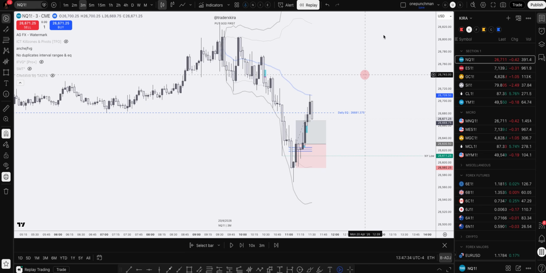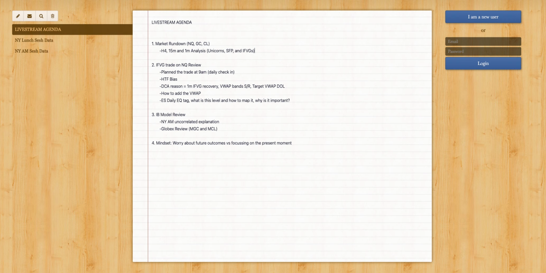So that's the NQ setup that we saw from the short with the unicorn aligned with the higher time frame bias, and then I also showed you the IFVG setup and how I put that thing together, and outlined how I basically trade an IFVG. So we'll move to IBs, unless anyone has any questions about what I just showed.